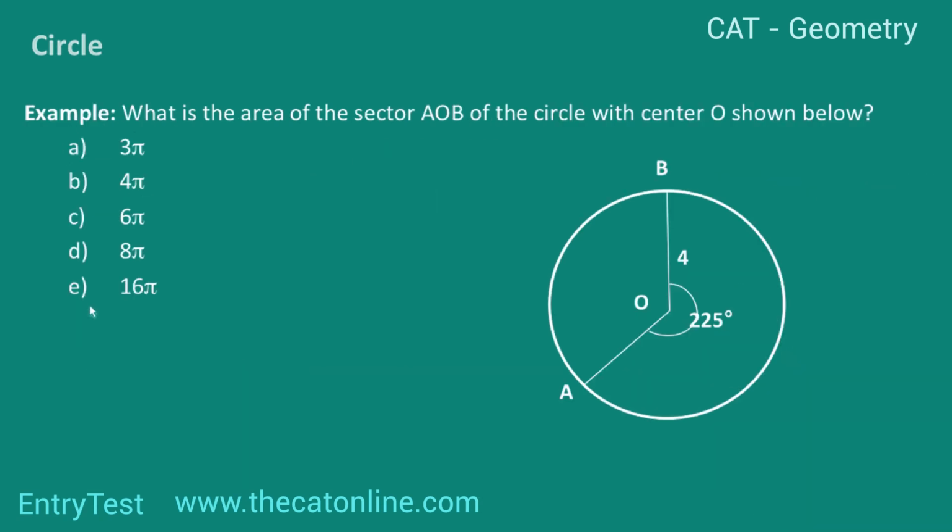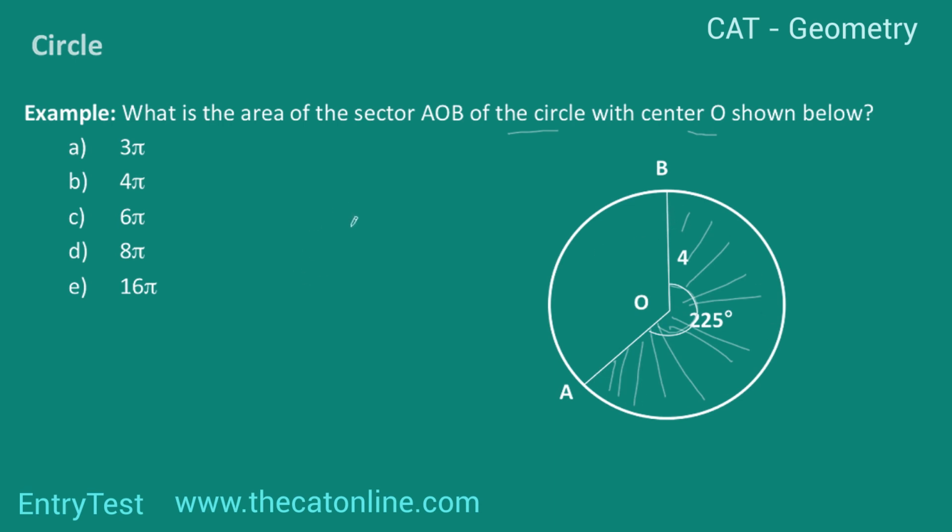Let's look at an example. What is the area of the sector AOB with the center as O shown below? Now if you look at it, AOB could be this one also and could be this one also. So there's no clear mention about what is AOB. Now if I look here, the angle which is mentioned is this angle. So it is a little bit obvious that he's asking me about this area.